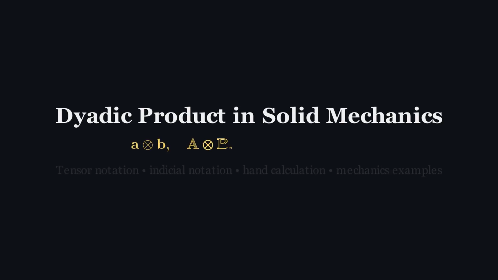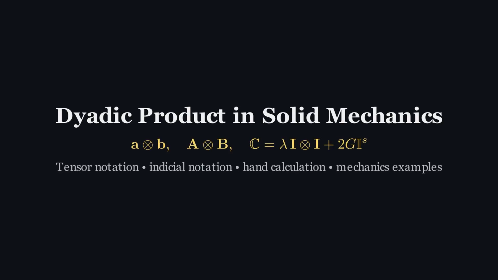This video explains the dyadic product completely for solid mechanics. We begin with the vector dyad. Perform hand calculations. Compare it with dot products and contractions. Then build third-order and fourth-order tensors, projection tensors, spectral decomposition, and isotropic elasticity.